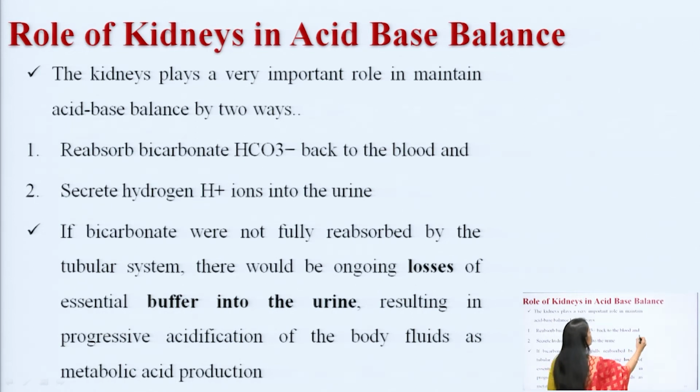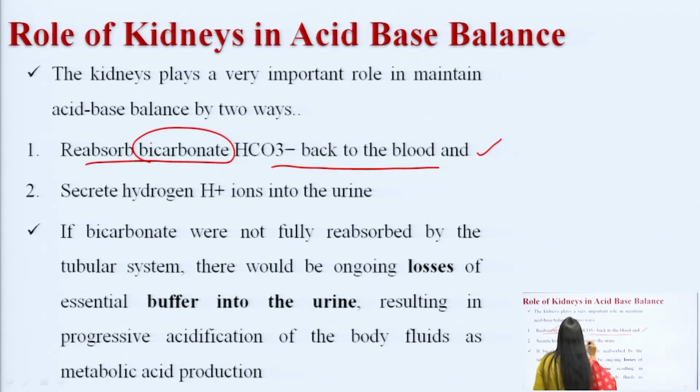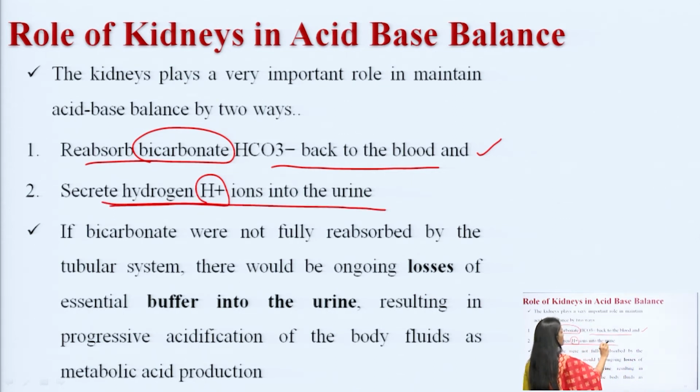Okay. So the first one is reabsorption of bicarbonates. The bicarbonate acts as a buffer, it is a base, so we see reabsorption into the blood. And the second one is the hydrogen ion. It is an acid, H plus, the proton, right. So the kidney secretes the hydrogen ions into the urine. So what is the role of the kidney here? To reabsorb the bicarbonates into the blood and to send the proton ions into the urine, and in this way the kidney maintains the acid-base balance.